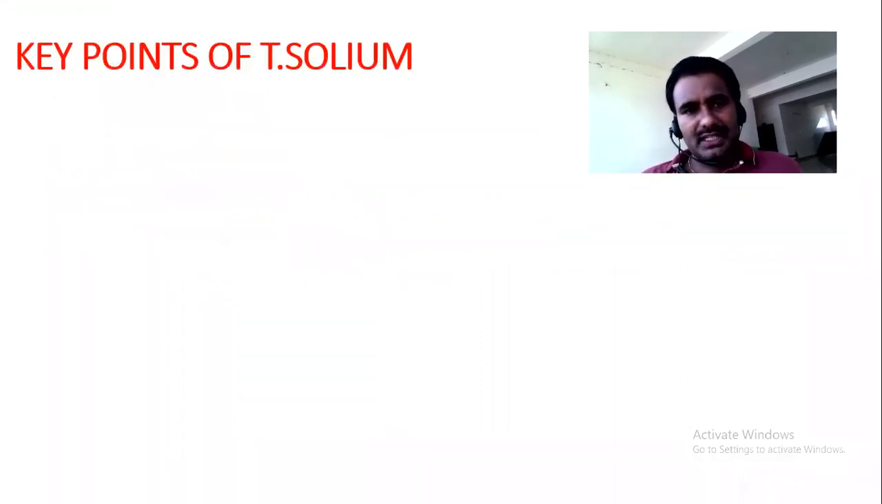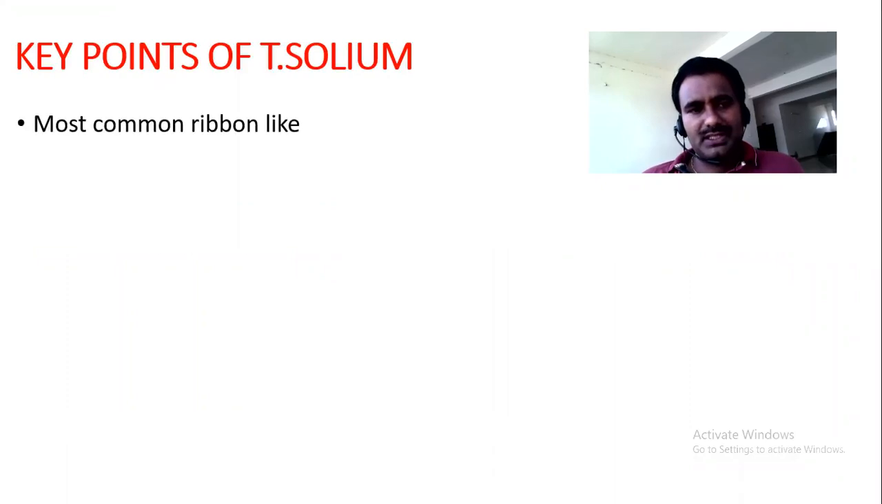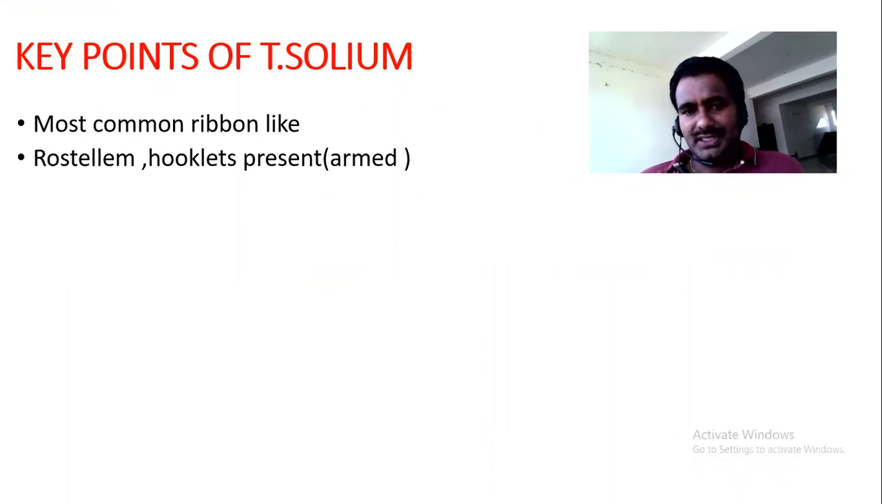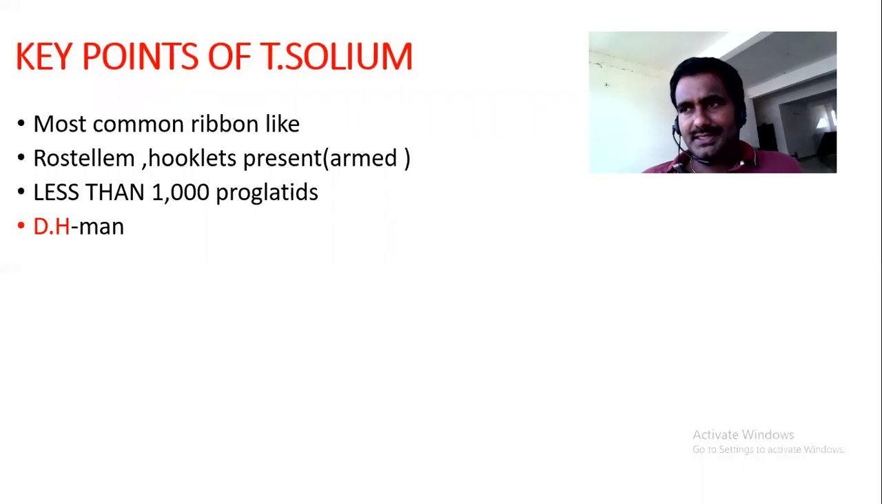So next are the key points of Taenia solium. Taenia solium is a ribbon-like tapeworm. It has a rostellum with hooklets, so it is named the armed tapeworm. It has fewer than 1000 proglottids. The definite host is man. The intermediate host is the pig.